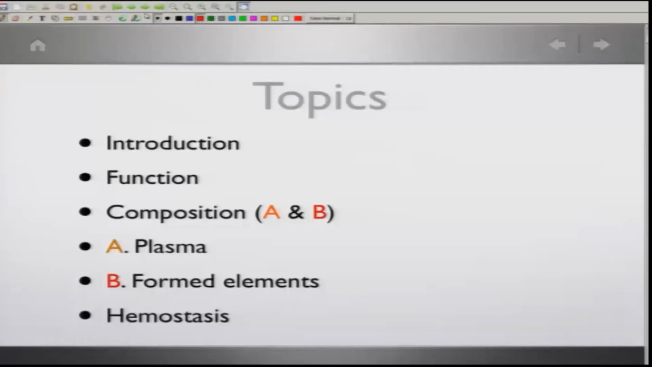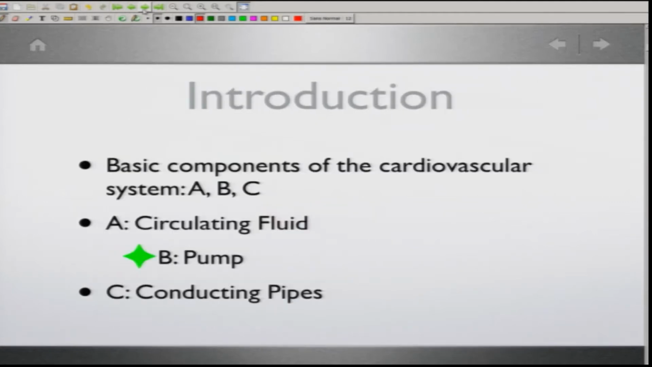The topics we will be covering are introduction to blood, function of blood, composition of blood, then we will talk about plasma, formed elements and homeostasis. This is what we are going to cover. Introduction: the basic components of the cardiovascular system are the circulating fluid, which is the blood, and the pump. We talked about the conducting pipes, which include your blood vessels.